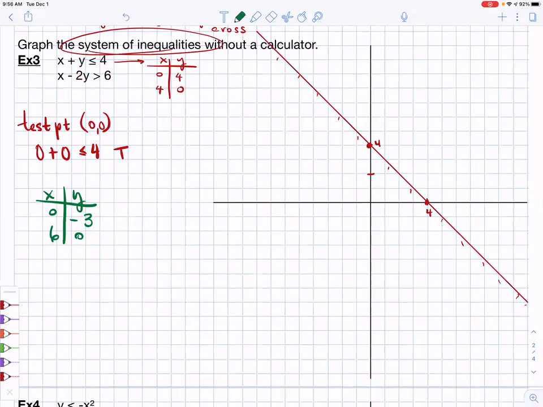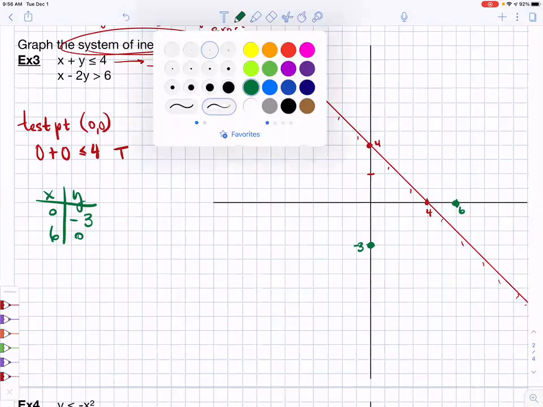Okay. So let's go put that on our graph then. We have 0, -3 down on the y-axis and 6, 0 on the x-axis. All right, I'm ready for my two questions. Question number 1, is it solid or dashed? It's dashed. Let me see here.